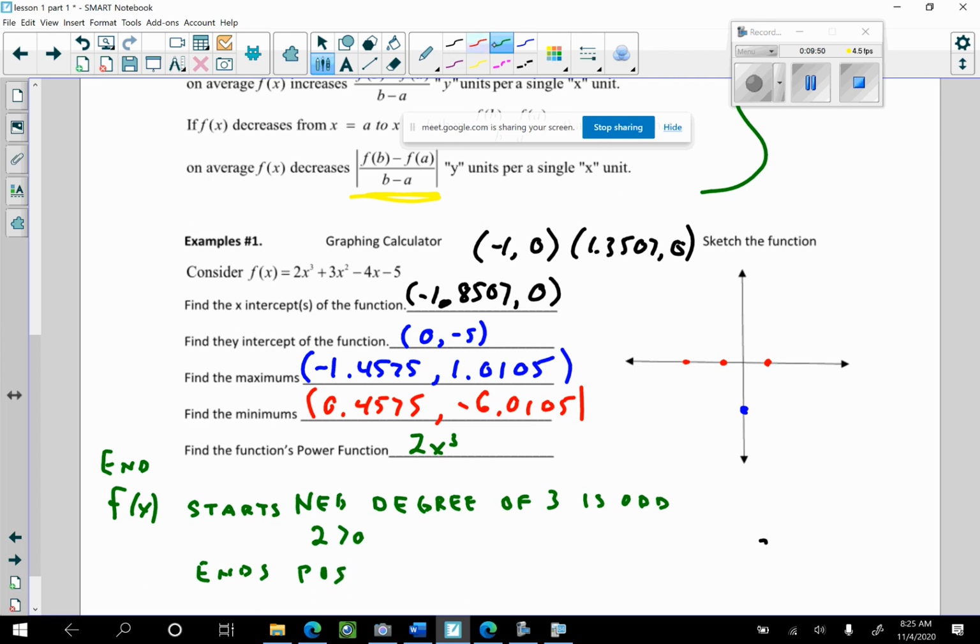So this graph is going to look like this. Let's do the graph in this pretty purple. I have this maximum point. Come down here, I have the y-intercept, and the minimum is just to the left of that y-intercept. And this is that graph right there. This is the graph of f of x. Okay?